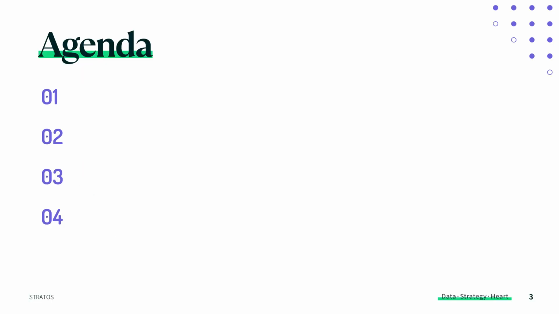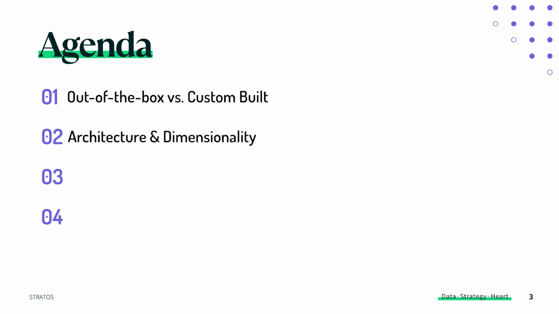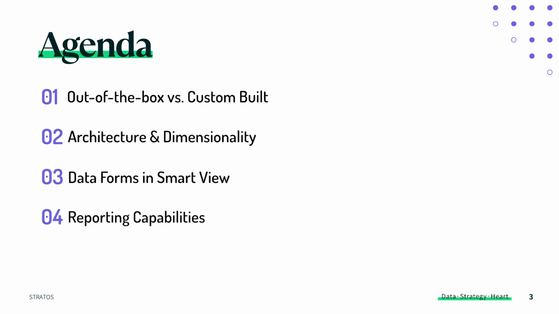Kick things off with a quick agenda for this video. First, I'll be going through an overview of some of the key differences between Oracle's out-of-the-box workforce planning capabilities versus our custom-built module. And then we'll take a look at some of the architecture that's in place, along with some of the custom dimensionality that we've added. And then we'll wrap up with going into SmartView, taking a look at some of the data forms, and then taking a look at how some of the reporting capabilities are possible in this application.